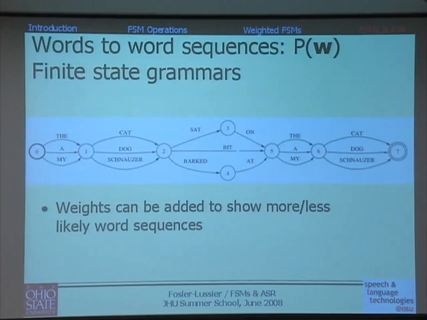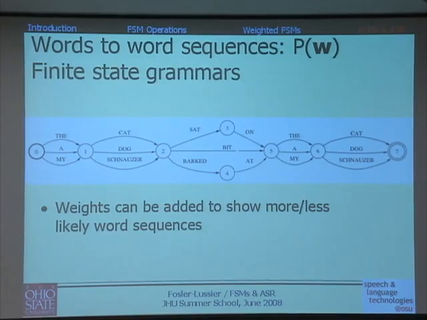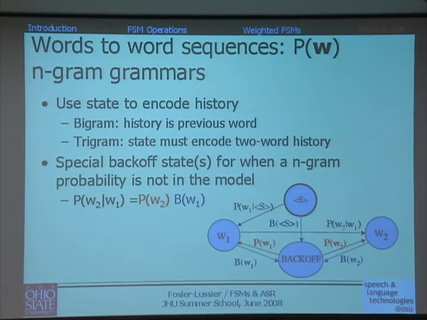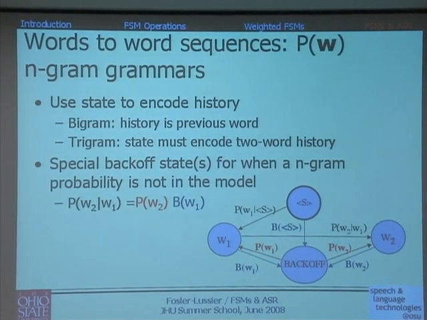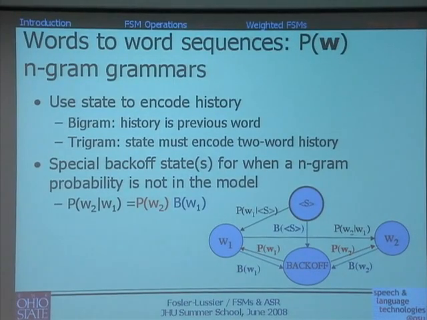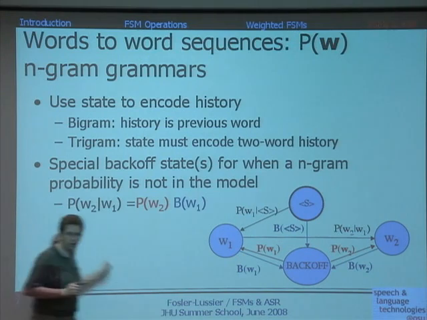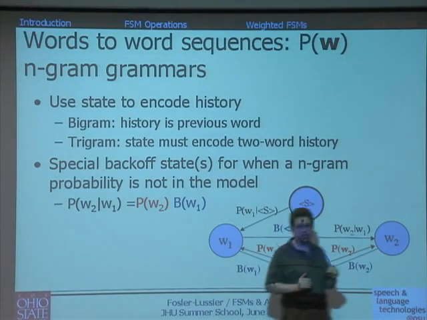Elephant is less likely in this domain than dog or cat or schnauzer, right? Okay. Now, how do we get at trying to do more large vocabulary type things where we don't want to put these constraints on the language? Well, what we can do is create little finite state automata where the states encode the word context in this case.